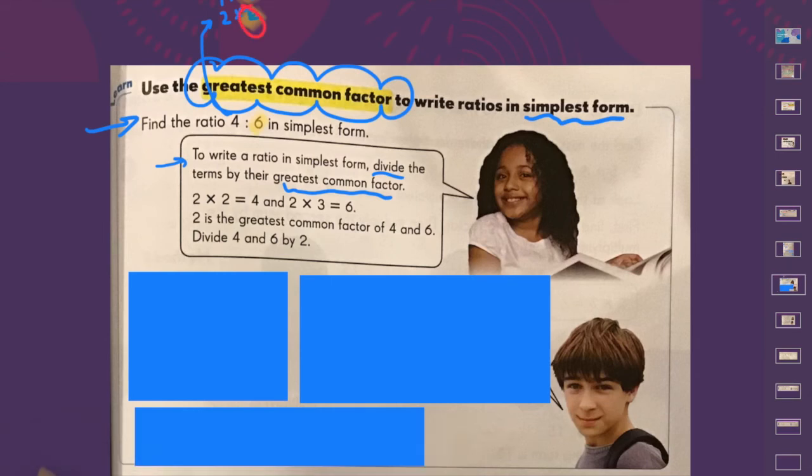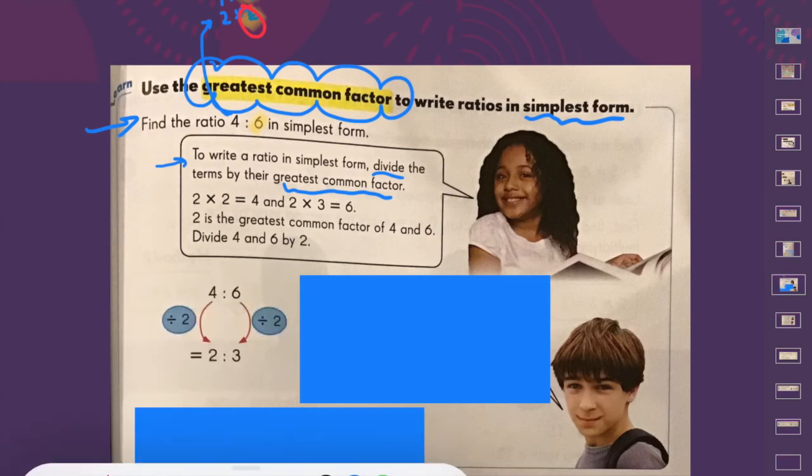So we are going to divide both terms by 2 to put this ratio in its simplest form. So here are our terms, 4 to 6. If we take 4 and divide 4 by 2, we get 2. And if we take 6 and divide 6 by 2, we get 3. So the ratio 4 to 6 in simplest form would be 2 to 3.